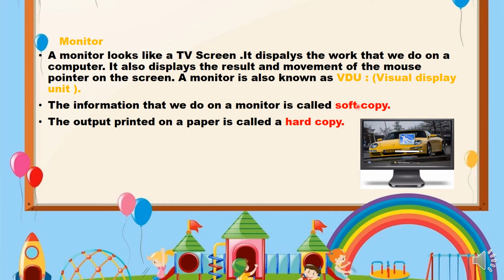What do you mean by soft copy? The information that we see on a computer is called soft copy. The output printed on a paper is called a hard copy.